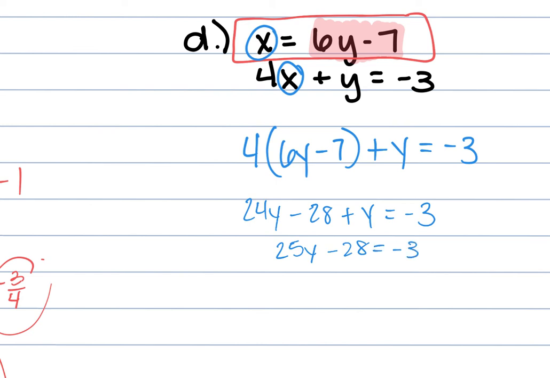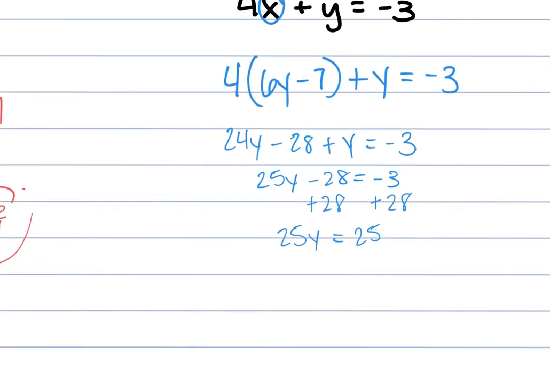Next step. Emma? Add 28. Beautiful. We're going to get 25y equals what? 25. And my last step, peeps. Divide by 25. So y equals 25 divided by 25 is? Uno.